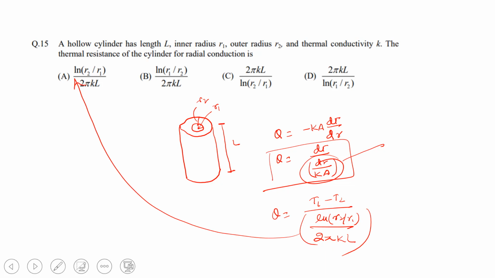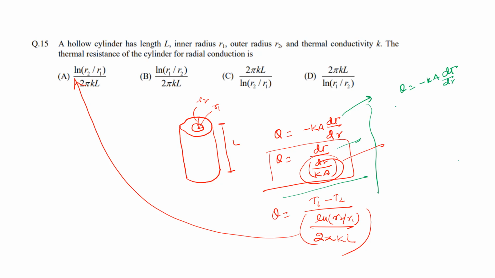Now suppose you forget this formula, then how will you do it? You use the first equation, Q is equal to minus K A dT by dr. Then you take dr to the left hand side, so Q dr by A is equal to minus K dT.